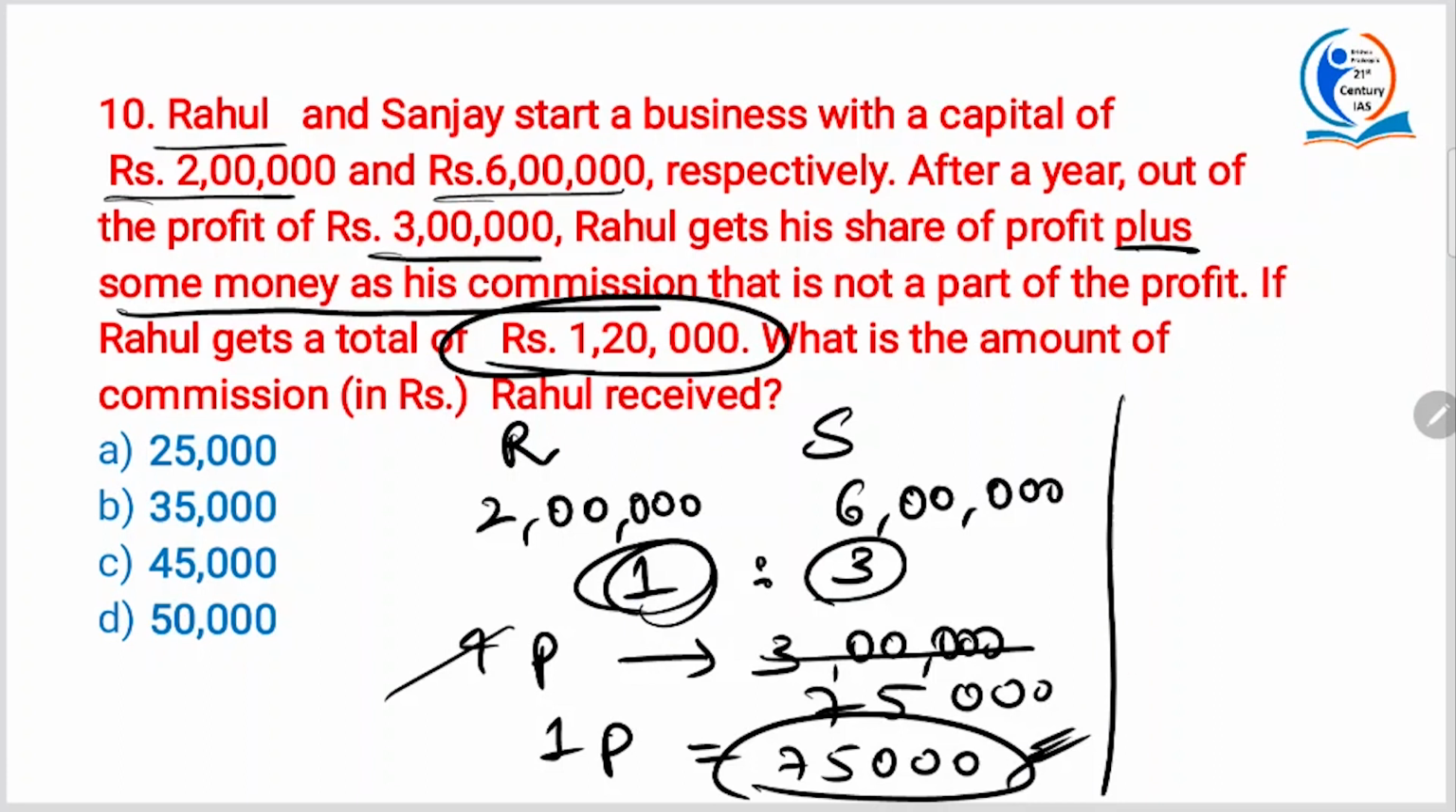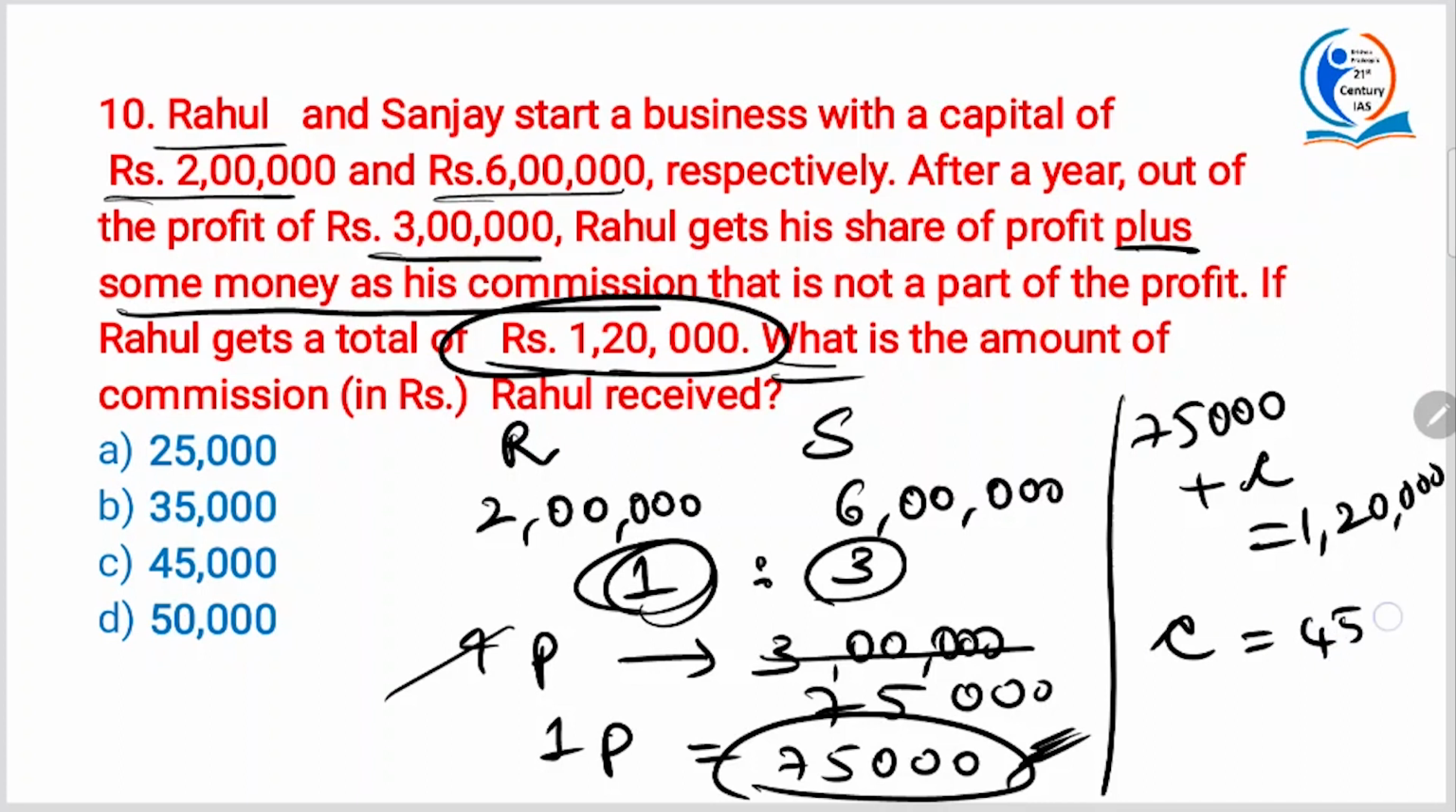Now, how much did he receive in total? Actually, he was supposed to get 75,000 rupees, but along with commission, he's got 1,20,000 rupees. Alright, so 75,000 plus some commission is equal to 1,20,000 rupees. Now, what is the amount of commission that he received? It is equal to 45,000 rupees. Okay, so commission is 45,000 rupees. So C is the answer.